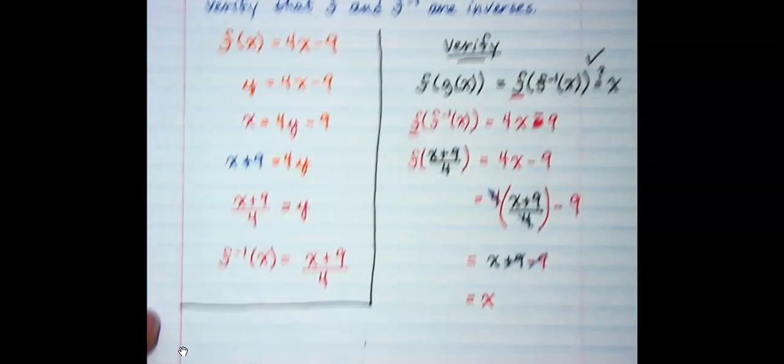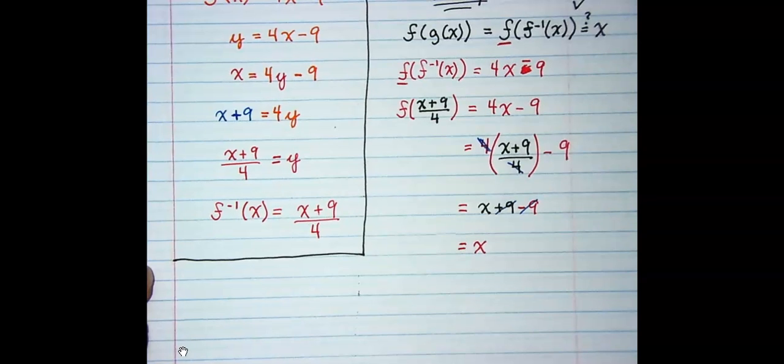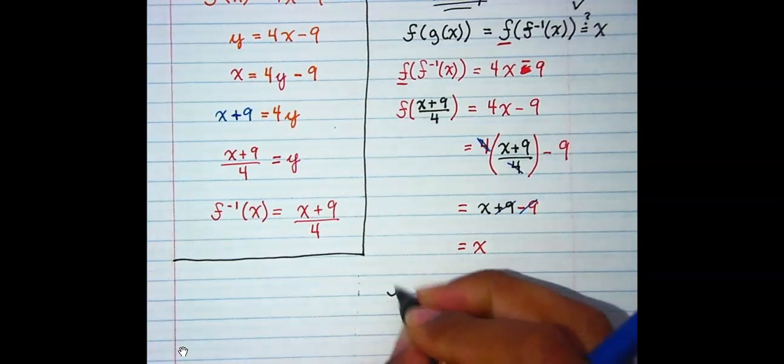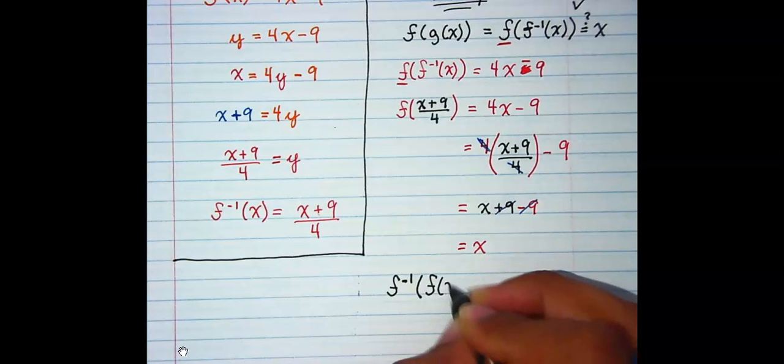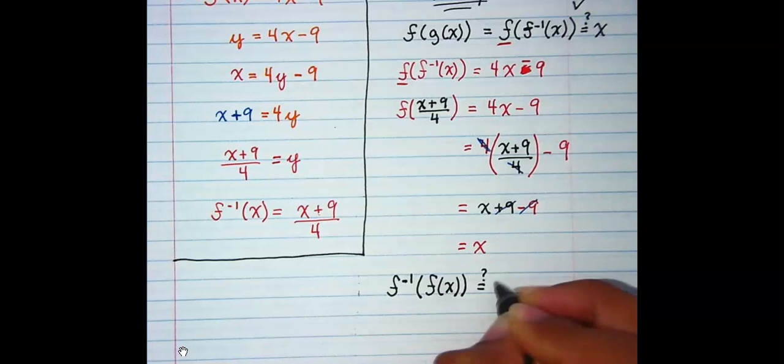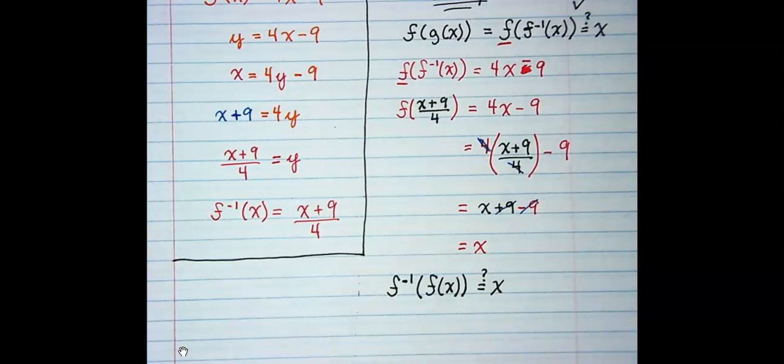Now we have to make sure we come back and do the opposite. We're hoping that this way also gives us x. If this way does give us x, that means we verified that they're inverses. If this gives us something other than x, we did something very wrong with our inverse.